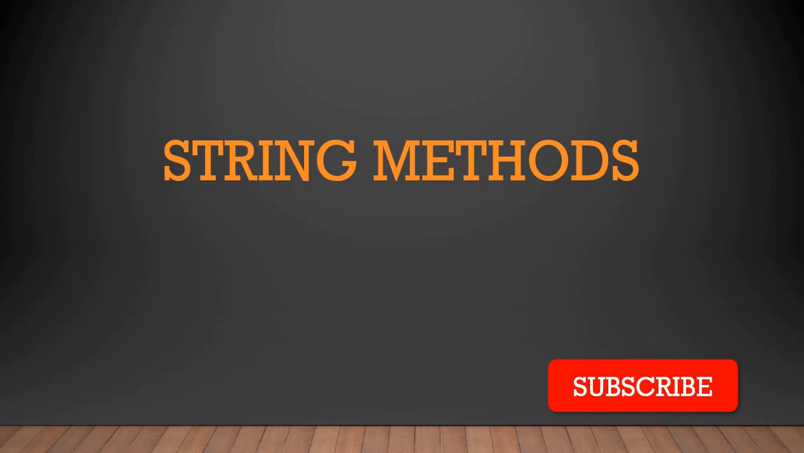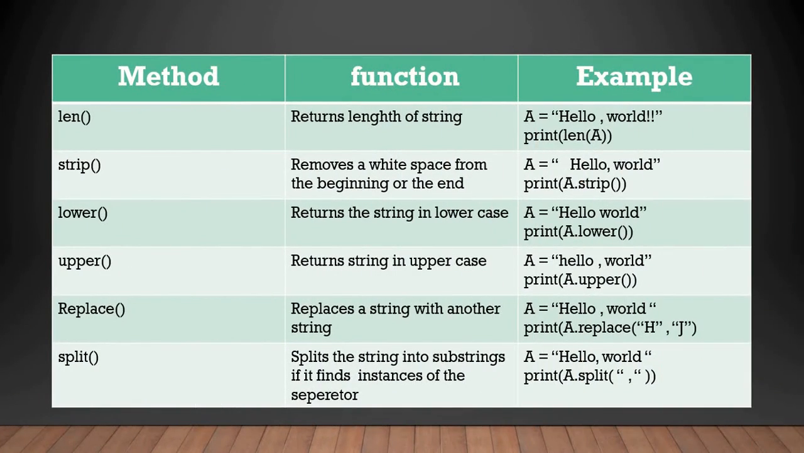So we look at the string methods. In the string methods, we have length, which you can write like this, and you can do strip. Strip removes the white space from the beginning or the end of the string. If variable a takes hello world, it will remove the empty space. Lower returns the string in lowercase. Upper returns the string in uppercase. Replace replaces the string with another string. So this is how you write the replace method, and this is how you write the uppercase method and everything.